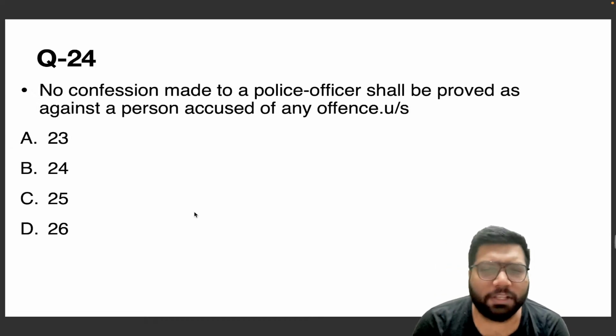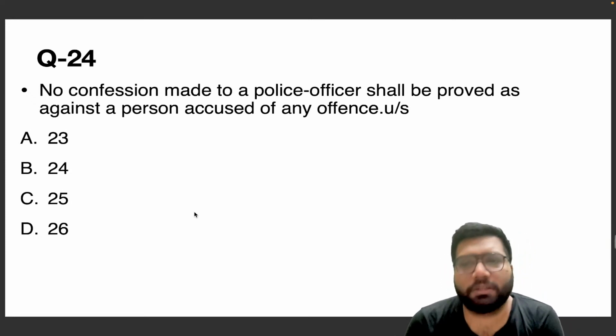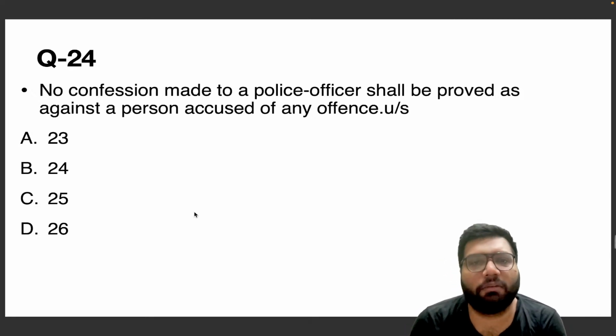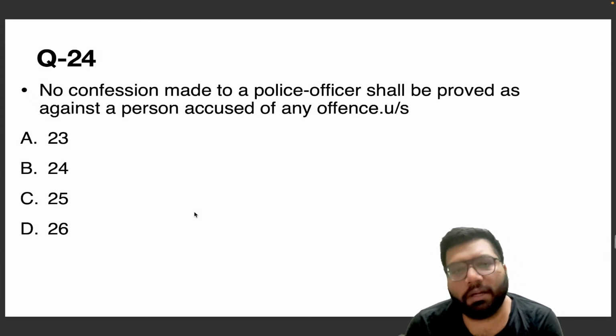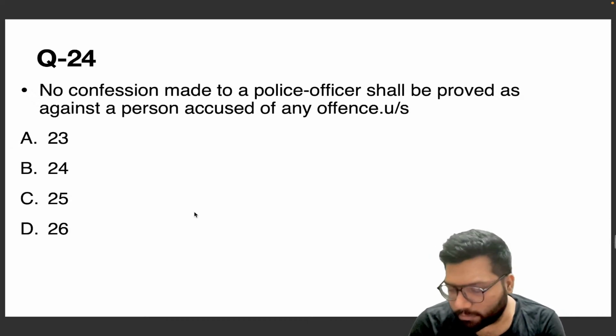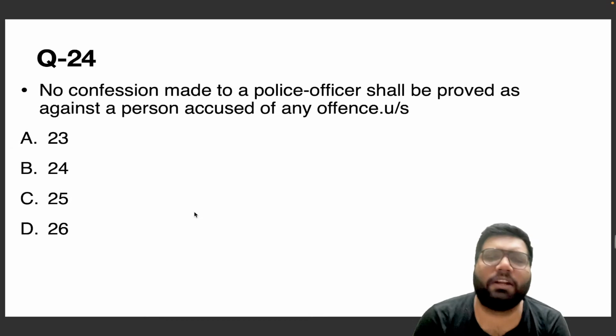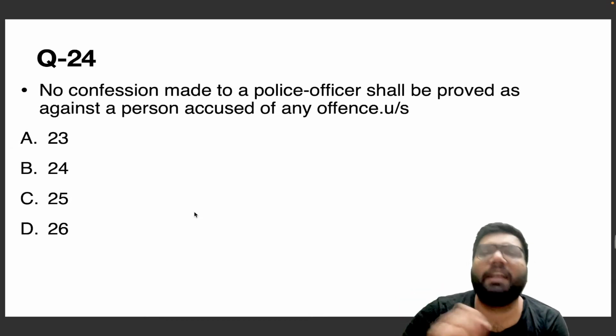Correct answer. Students, is there any exception to this section 25? When you give a confession to a police officer, will it be treated as evidence? Are there any exceptions? Mohit is answering 27. No, Mohit. 27? Why? No, 27 is altogether a different concept. First understand my question.